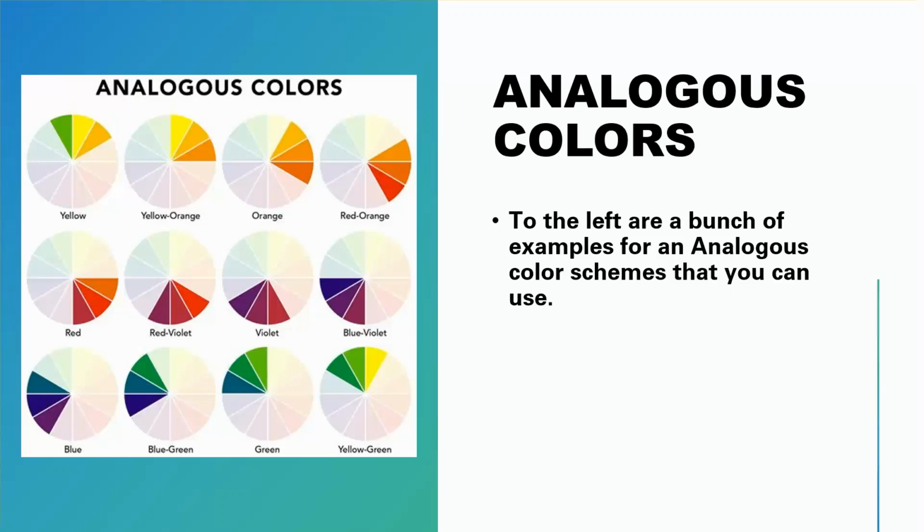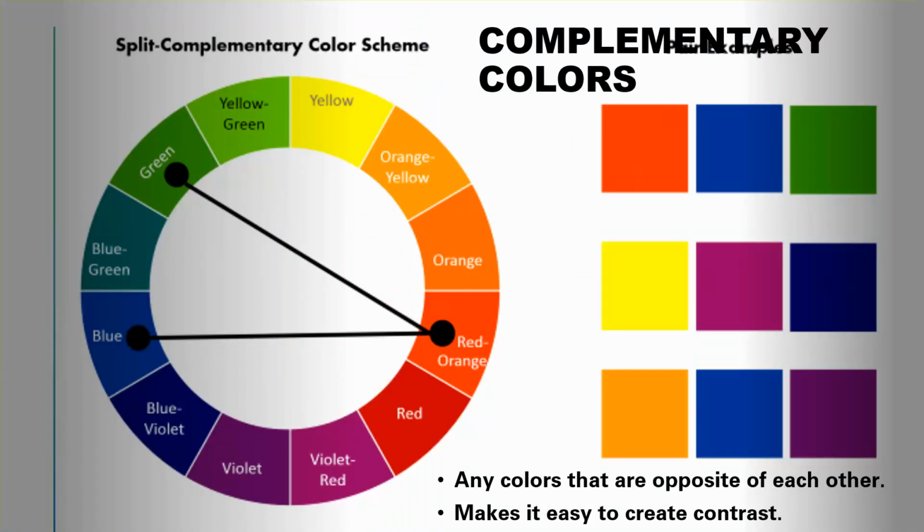The other color scheme you can think about using is complementary. Complementary colors are colors that are opposite of each other, something like red and green, orange and blue, or yellow and violet. A lot of sports teams use these colors because they're different enough that one stands out next to the other. So for you Laker fans, yes, they use gold and violet because they're different enough to stand out. Any colors that are opposite of each other make it easy to create contrast.